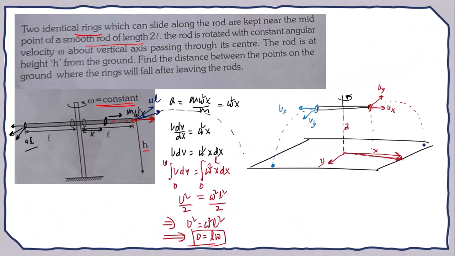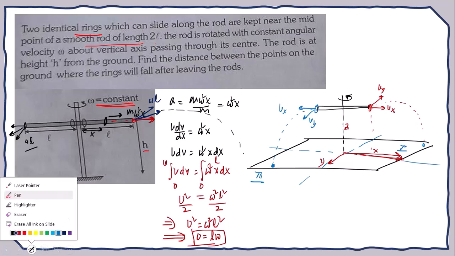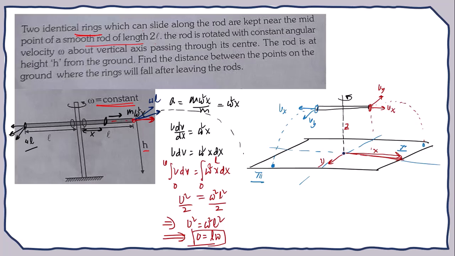These are the 2 points where the ring will fall. According to the coordinate system, the first one is falling in the first quadrant and the second one is falling in the third quadrant. Now the only thing is that you have to get the coordinates of these 2 points. Now how to get that? Now this is the origin.